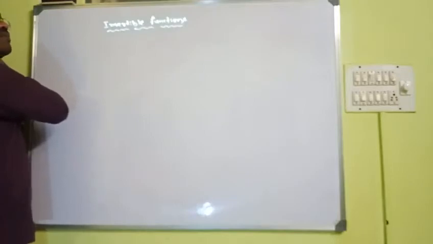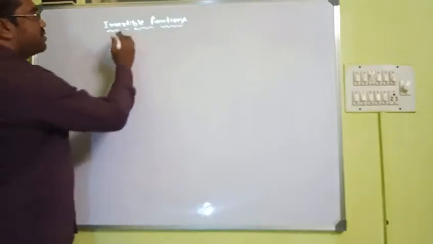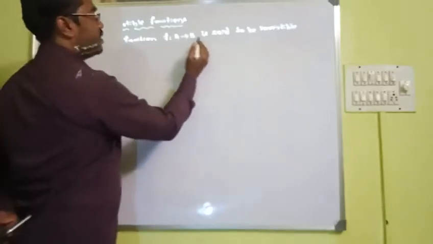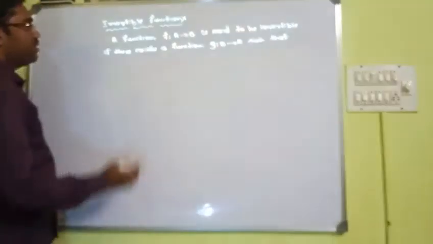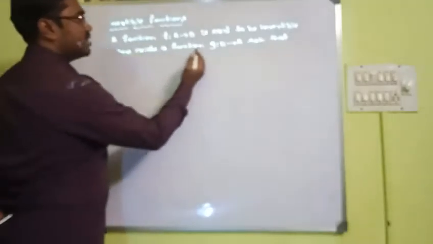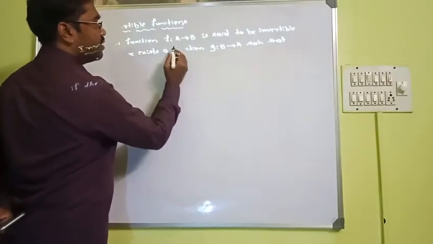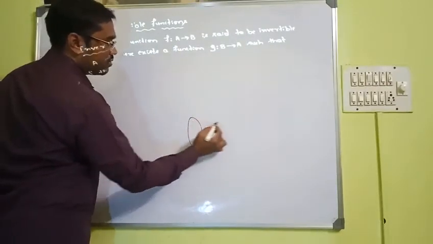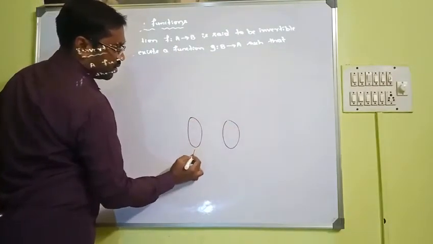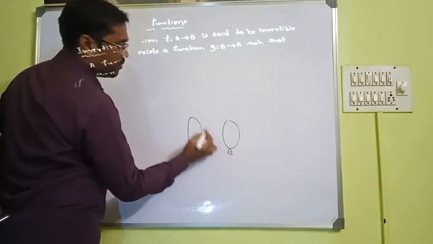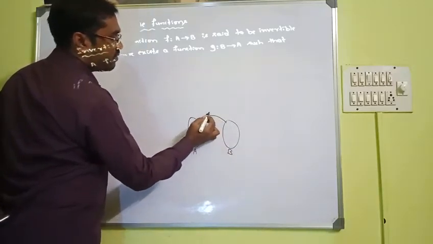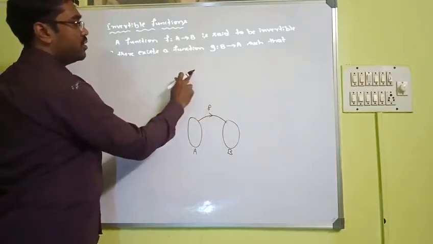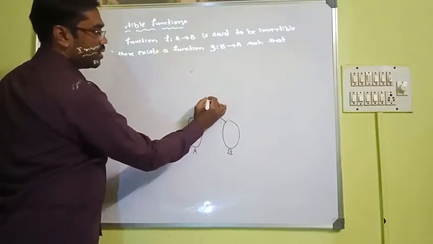What do you mean by invertible functions? A function f from a to b is said to be invertible if there exists a function g from b to a. Suppose you have two sets, call it a, call it b, and suppose you have a function f from a to b. Now this function is said to be invertible.